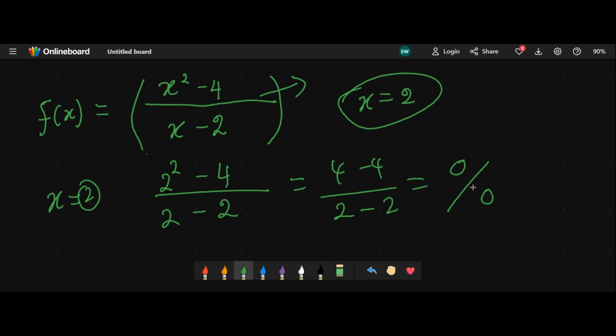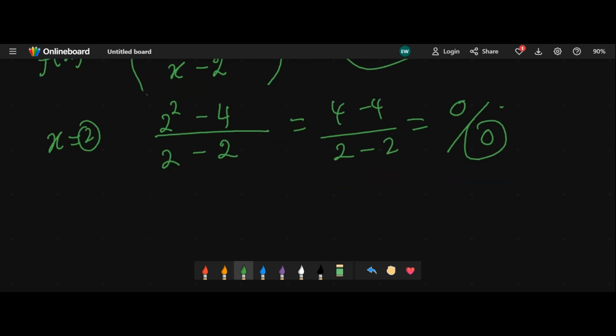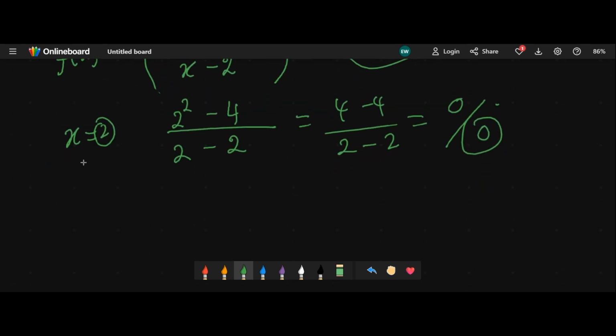So basically, you can't divide a number by 0. This is undefined. So you can't find the value of the function when x is equal to 2. But you can make a guess. So how to do that guess? We will take a number very close to 2. So for example, let's say x is equal to 1.9.